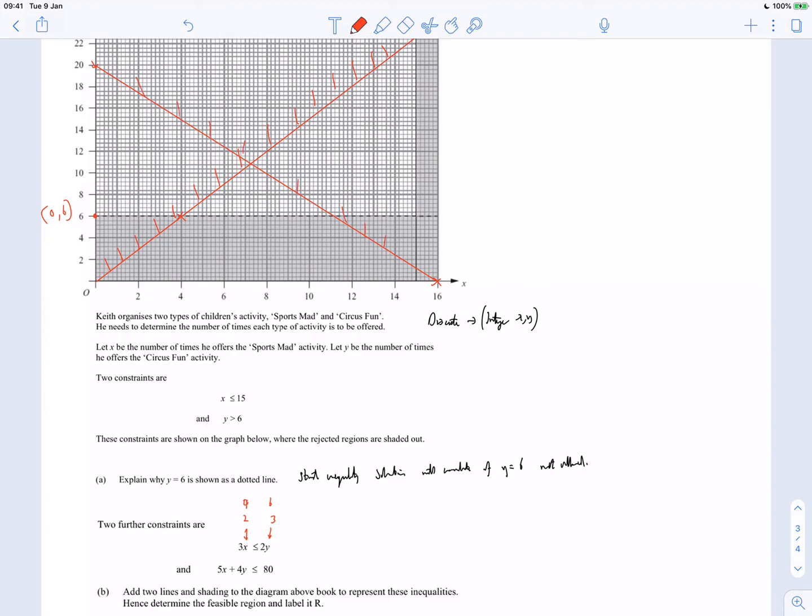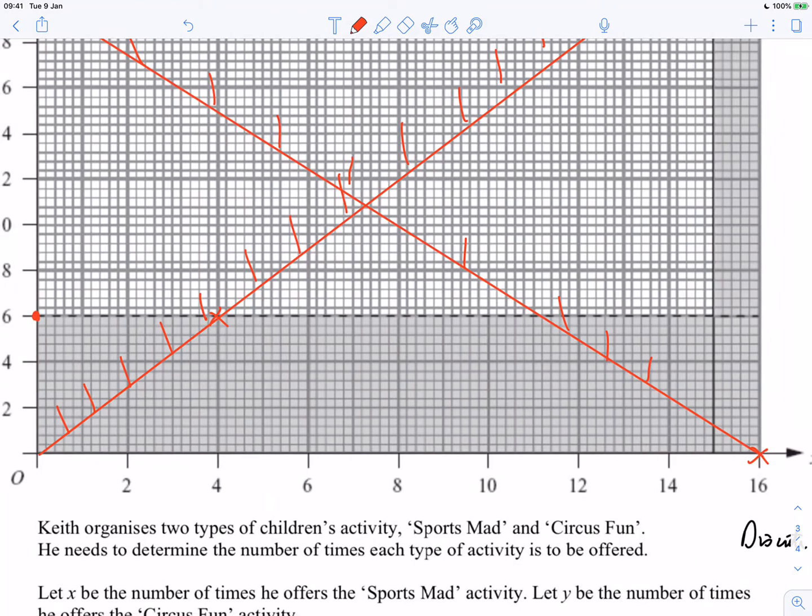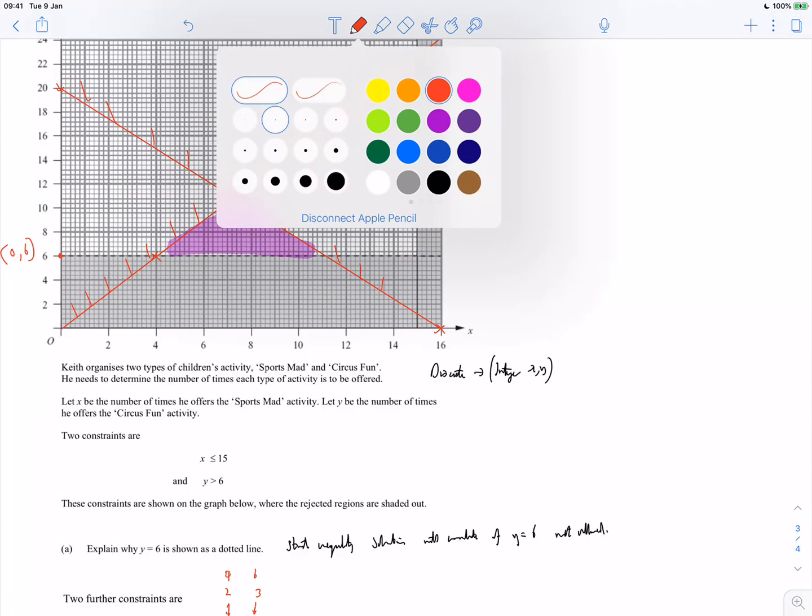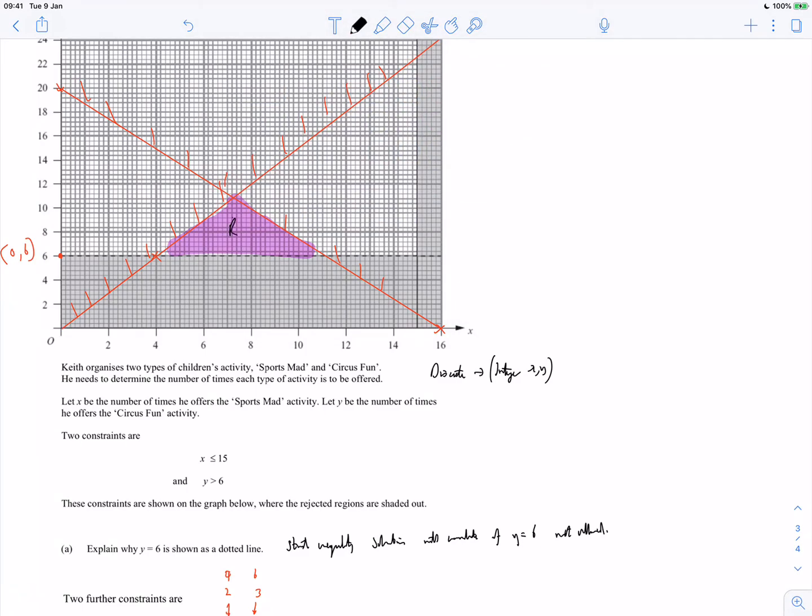So I'll shade the bit above it. So in actual fact, what is the only feasibility region? Well, it's actually this triangle here. That's the only bit that satisfies all four constraints. So we'll tie this up with a bow and we'll label it R.